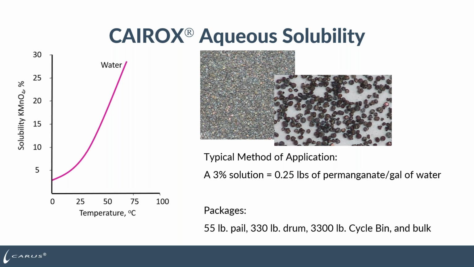Usually what I would suggest to customers, or easier thing, is to use all the package. If you're making a 3% solution, size your tank to use the whole package at once. So if it's a 55-pound pail, make sure that you have a tank that can take the whole pail at once when you're making up your solution, and that way you don't have to worry about partials. Same thing with the drum.